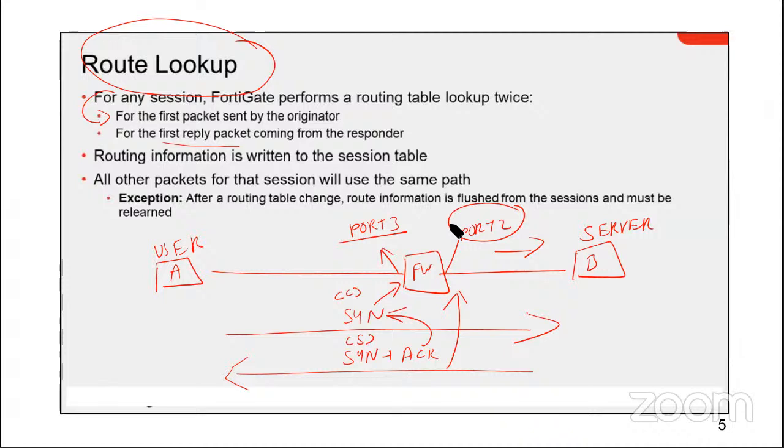Second, routing information is written on the session table. Whenever the traffic reaches your FortiGate firewall, it looks into the routing table. Then once the routing table information is there, it will find out whether I have a matching policy for it or not. If I have a matching firewall policy, I'll put this traffic in my session table. So I'll say this is the source IP, this is the source port, this is the destination IP, this is the destination port, this is the time.